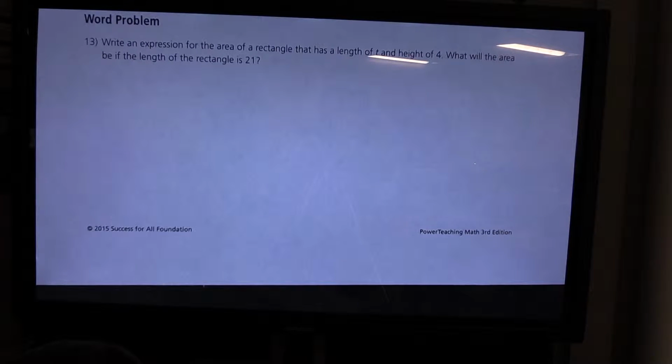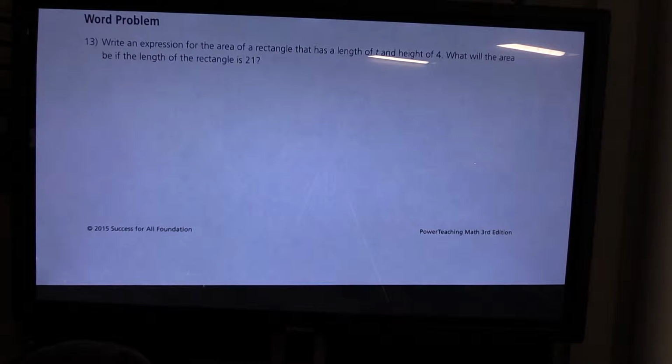Okay, here is a problem that some of my students had some difficulty solving and asked that I demonstrate the process for solving this for them. It's a word problem, and this particular word problem falls under a mixed practice part of our lesson. And it says, write an expression for the area of a rectangle that has a length of t and a height of 4. What will the area be if the length of the rectangle is 21?